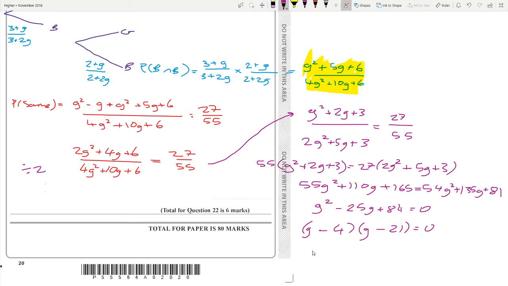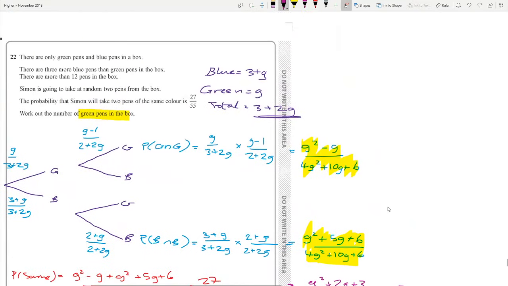So therefore, the green g equals 4 or 21. So now there's either 4 green or there's 21 green. Which one is it? They're both positive. Let's go read the question. There's one piece of information that we've not used yet, and that's this one here, that there are more than 12 pens in the box.